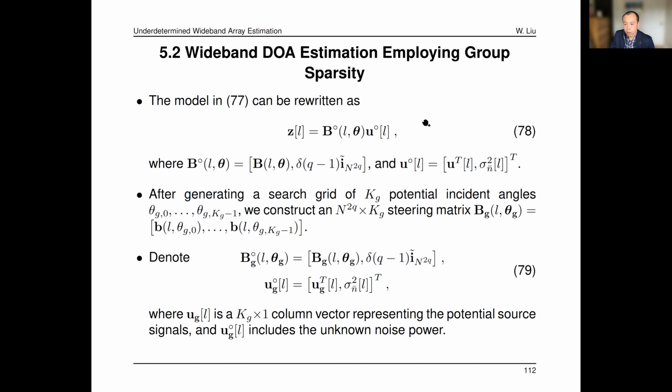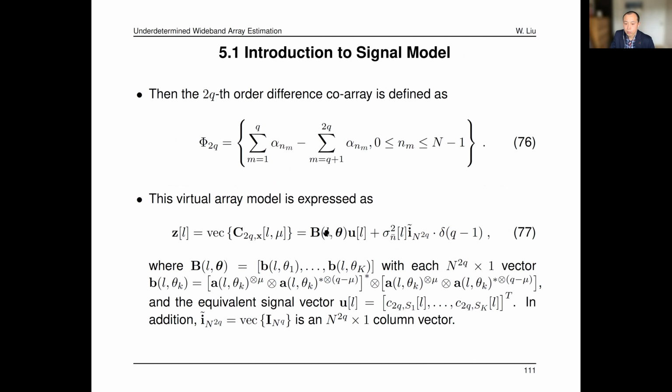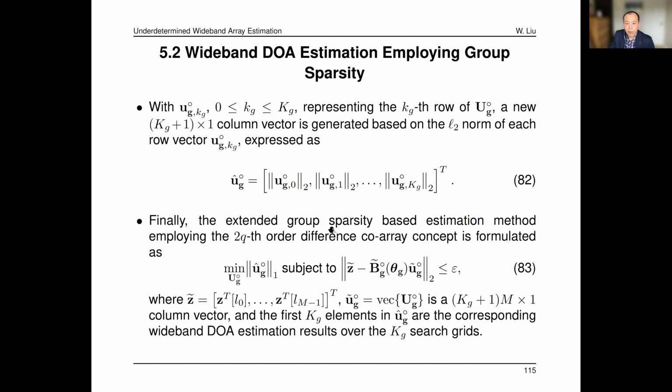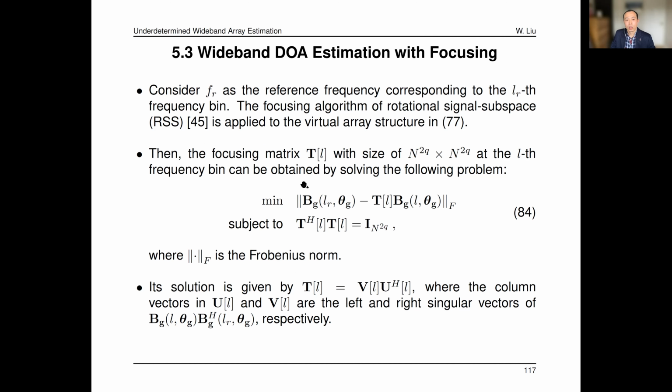So go back to here, okay? And then the focusing matrix TL. This is the data, this is the steering matrix, right? And then it's over this whole grid. Okay, this is KG of them. So this is the steering matrix at the reference point, and this is the steering matrix at frequency L, and you apply this focusing matrix TL to the steering matrix at frequency L, and ideally these two will be equal to each other, so you have a zero focusing error.